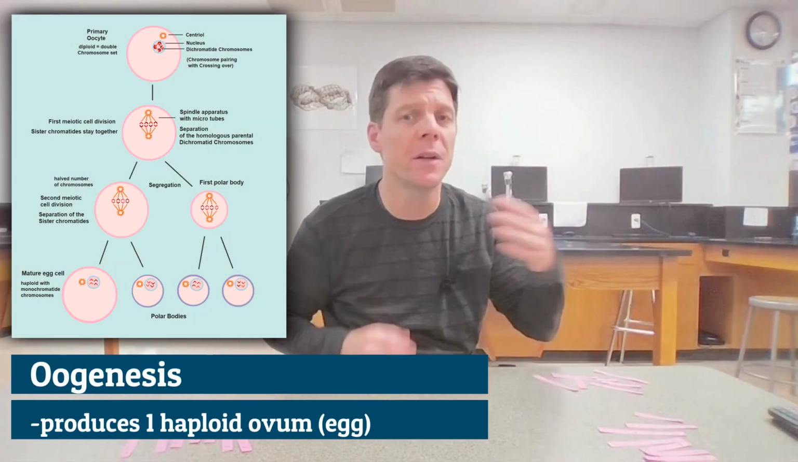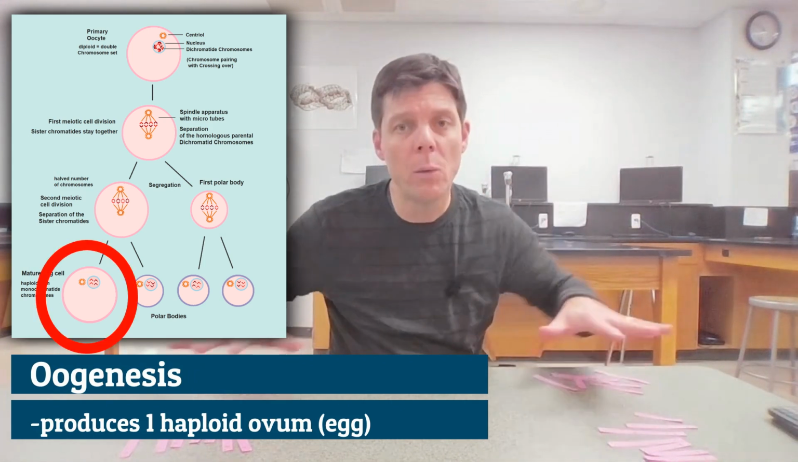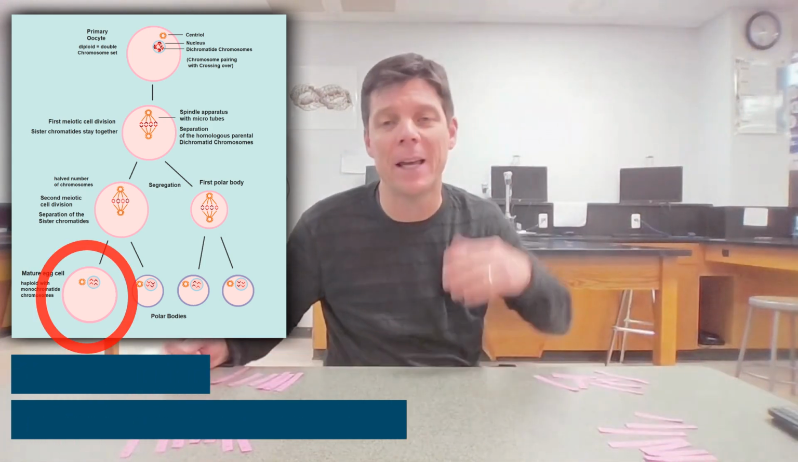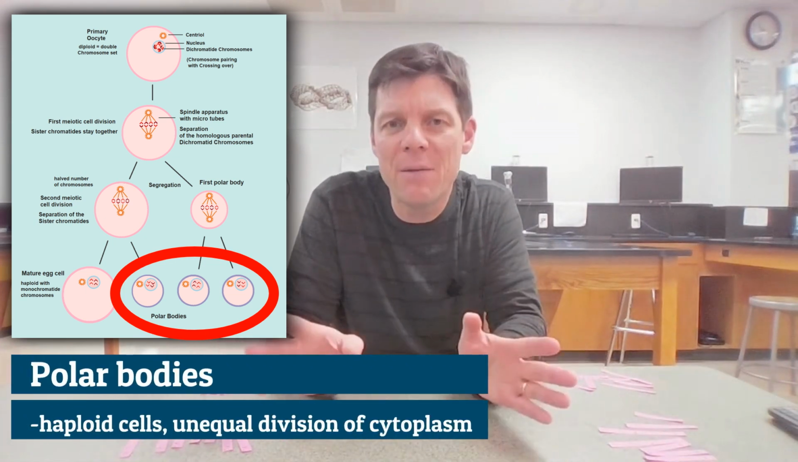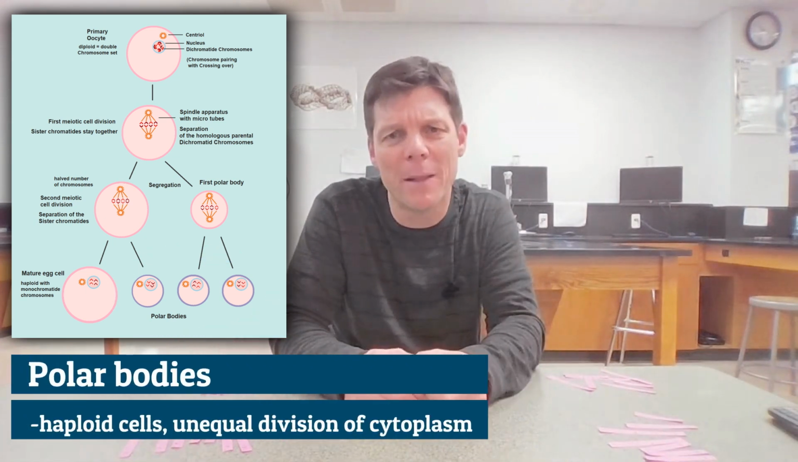But in the female simulation, it works a little bit differently. While meiosis produces 4 cells, they aren't created equally. Only one of these piles becomes the functional egg. What happens to the other 3? They're called polar bodies. They eventually break down and are reabsorbed by the body.